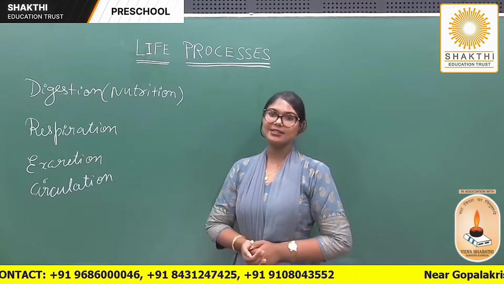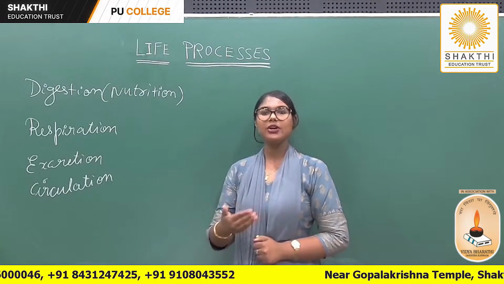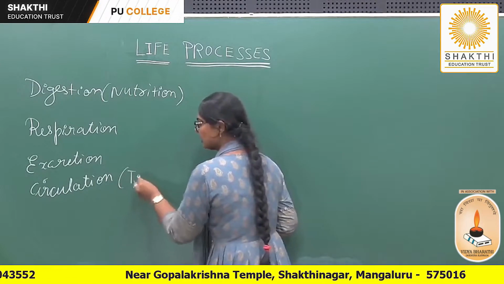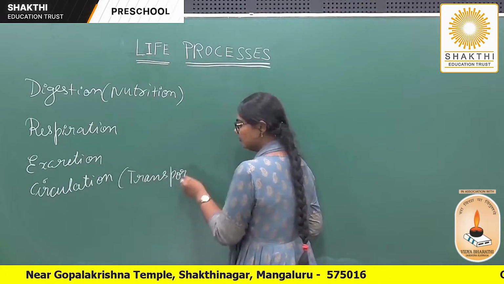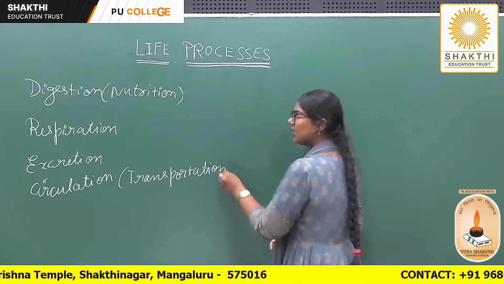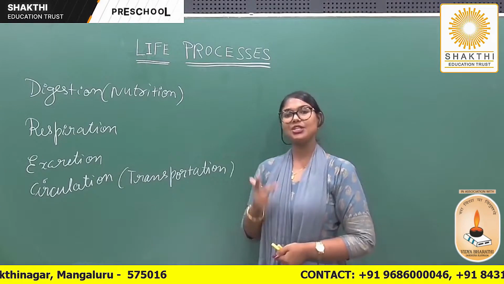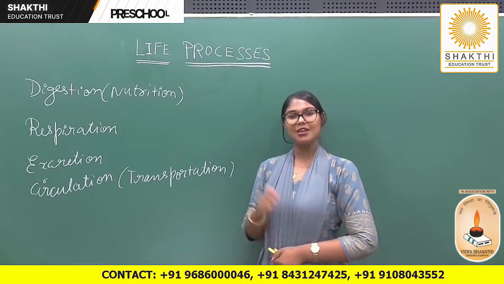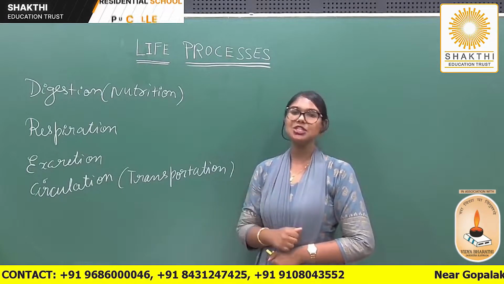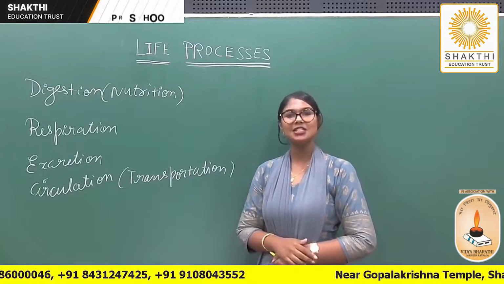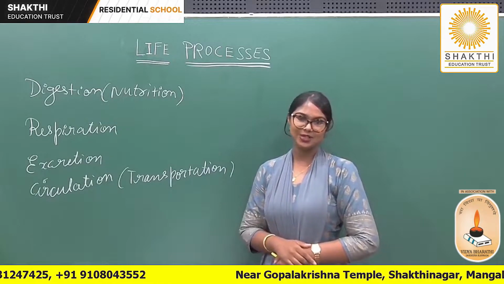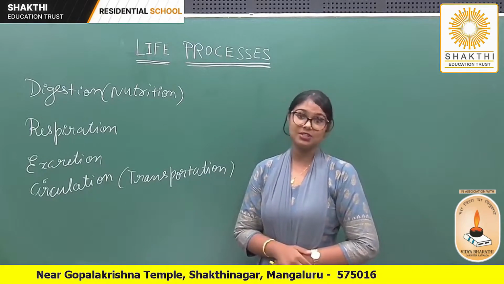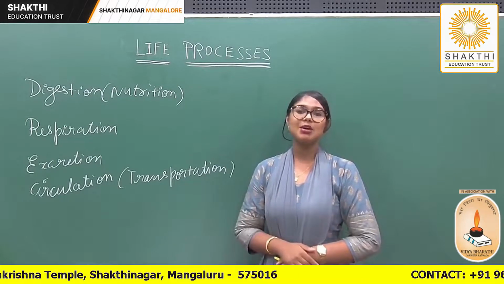If I take plants, they do not have circulation, they do not have a heart, we shall come into that later, but they have a process called transportation. So, if it is plants, then nutrition, respiration, excretion and transportation are the 4 life processes. If I take an animal, then digestion, respiration, excretion and circulation are the 4 life processes, students. Today, we shall look into each of these processes and discuss what are the important questions that are going to appear for your exam from each concept.